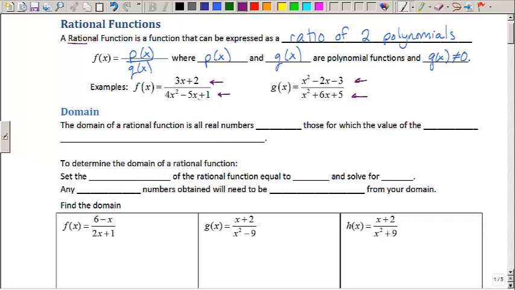Our goal today is to be able to identify the characteristics of these functions and also be able to graph them. So first, let's look at the domain. We've actually already talked about the domain of a rational function before, so this part might be a little bit of a review, but it's important that you cover it right before we graph, so we will be doing it again. Domain. The domain of a rational function is all real numbers except those for which the value of the denominator is equal to 0.